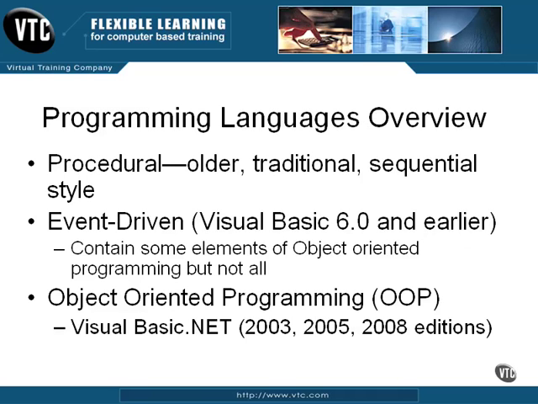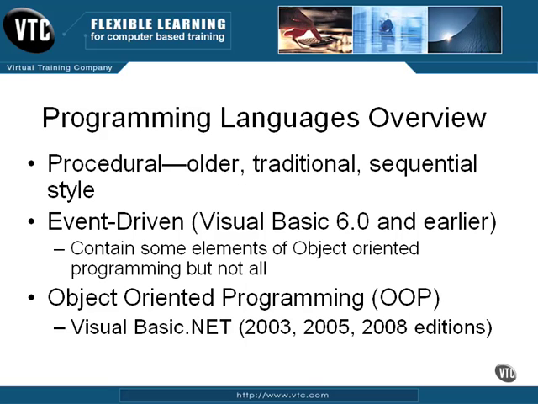First, let's take a quick look at programming languages in general. There are three basic styles of programming: procedural, event-driven, and object-oriented programming. The procedural style of programming is the older, more traditional style. Examples of these languages are COBOL and RPG, Pascal, and so forth. These languages are much older. They're still around today, but they're certainly not used as much as they used to be, and they are geared toward an entirely different application.